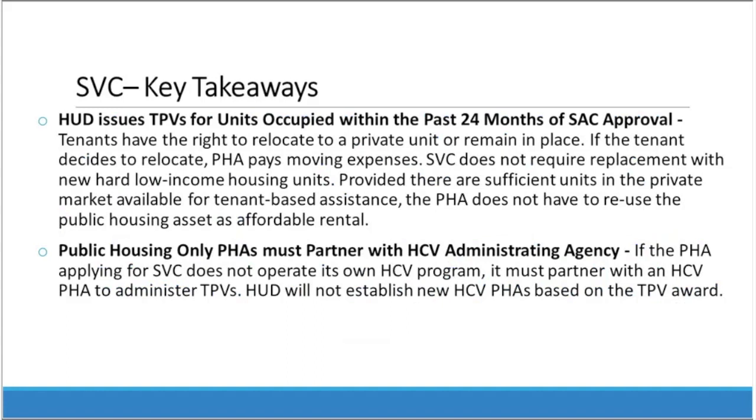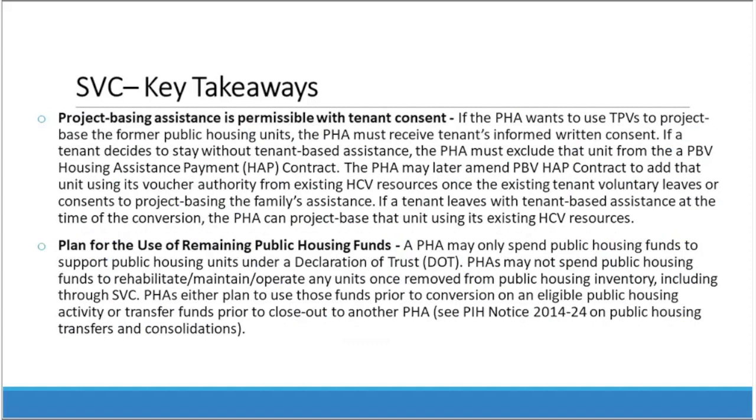All right, a couple key takeaways related to streamlined voluntary conversion. So HUD issues tenant protection vouchers for units occupied within the last 24 months. So that's the same as Section 18. Public housing authorities that are PH-only organizations have to find a partner to administer these vouchers. Since so much of streamlined voluntary conversion is tied to running a housing choice voucher program, you need to find a partner who will help you with that.